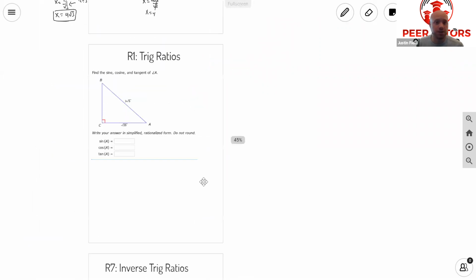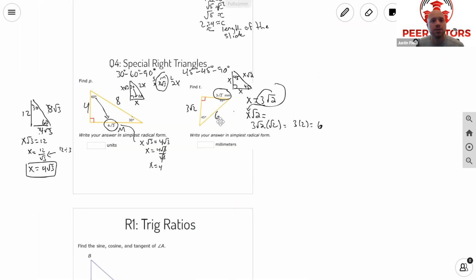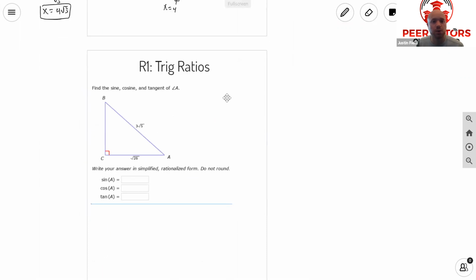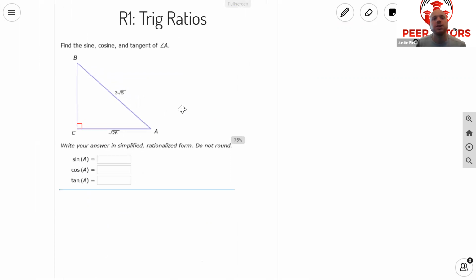So if you want to pause the video and go try those sections from Q1 and 4, then go for it. But now I'm just going to keep this going and talk about trig ratios, which go for any right triangle. And in fact, we're not going to do it, but you could do trig for any triangle using the law of cosines and sines. But we're not going to go that far during the summer.